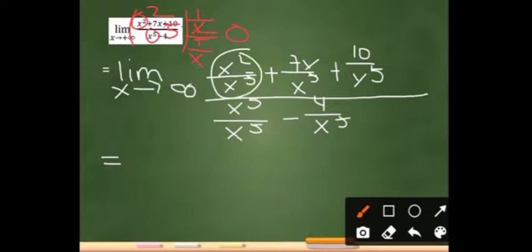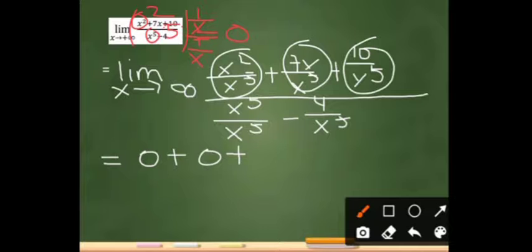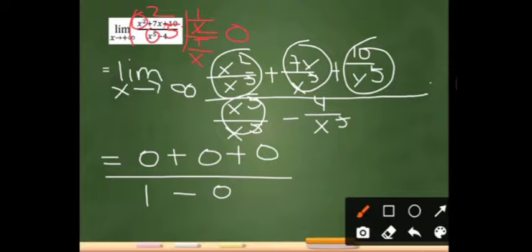So this is going to be equal to 0 because the denominator has the highest degree, and this will also become 0 because of the denominator, and this also is going to be 0, over 1 minus 0, and this will be equal to 0. So we have now the answer of this example.